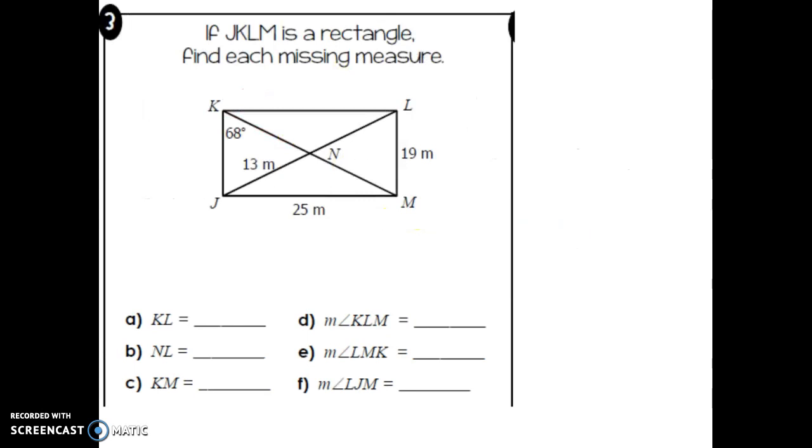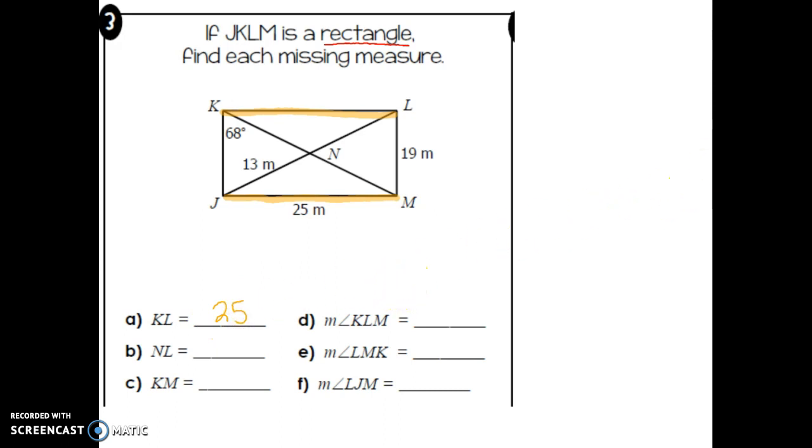Number 2 does say JKLM is a rectangle. So we know to use those rectangle properties. We do have to find each missing measure. So we do have sides, we do have angles. I'm going to go ahead and start with my sides. They do ask me for KL. And anytime I'm looking for these outside ones, I am always going to look for its opposite side. Luckily for us, we do have one here, and that is 25.